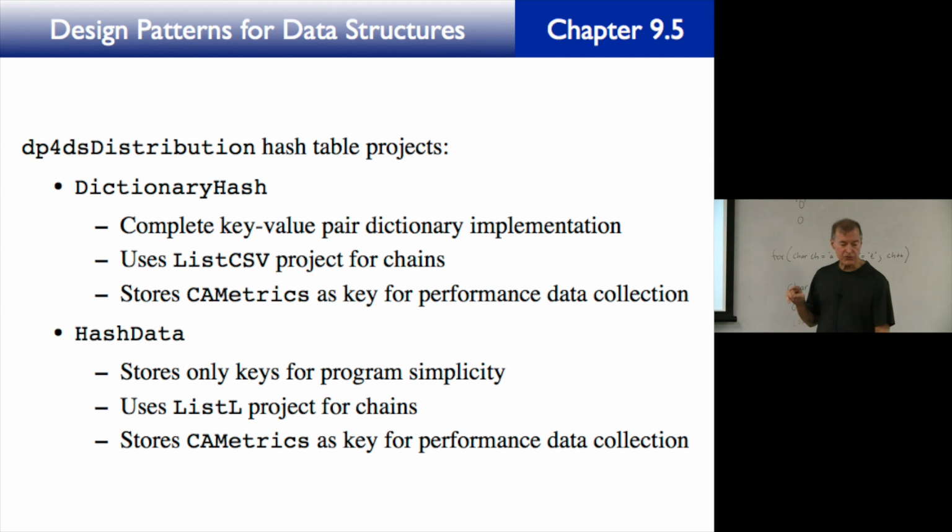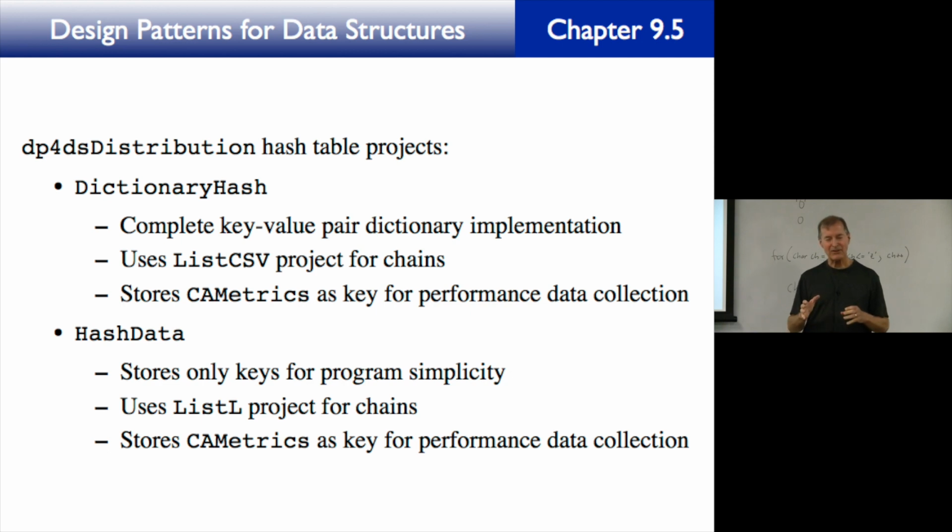Now, there are two DP4DS distribution hash table projects. There is a dictionary hash, and the dictionary hash is a full-bore, complete key-value pair dictionary implementation. It uses the list CSV project for the chains. It stores CA metrics for performance and data collection. But then there's another one that we have named hash data.